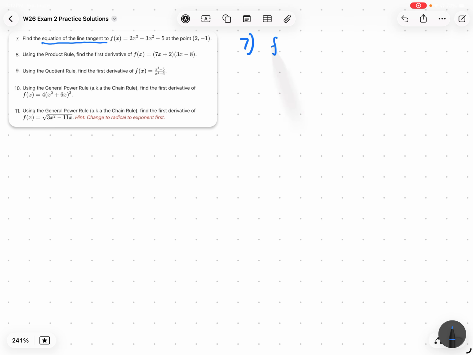First of all, I need my derivative because I need that to get the slope. So the derivative here, we can just use our power rules on the terms. This is going to be 6x squared minus 6x, and then the derivative of negative 5 is 0. So there's my derivative. Now notice the point is 2 comma negative 1. So they're telling me that my x-coordinate is 2 and my y-coordinate is negative 1, where this line is going to bump up next to my curve.